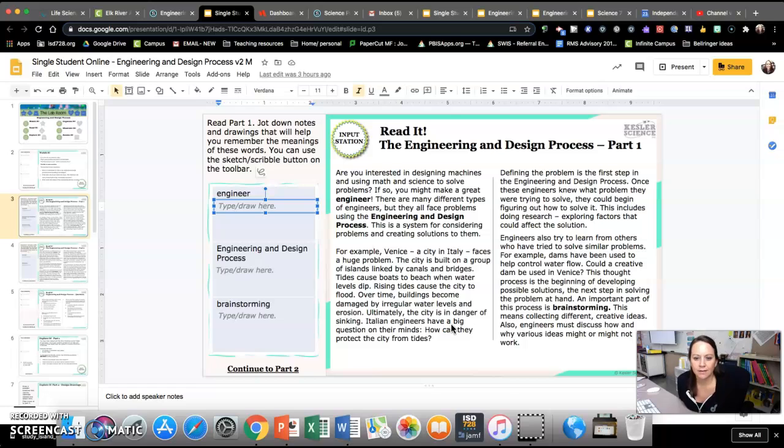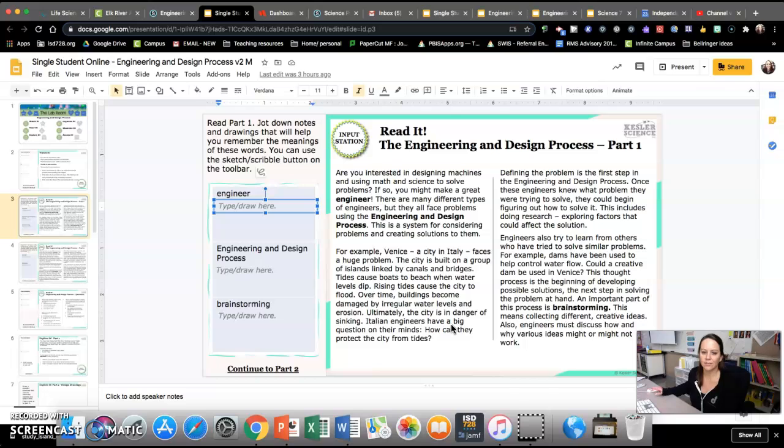For example, Venice, a city in Italy, faces a huge problem. The city is built on a group of islands linked by canals and bridges. Tides cause boats to beach when water levels dip. Rising tides cause the city to flood. Over time, buildings become damaged by irregular water levels and erosion. Ultimately, the city is in danger of sinking.